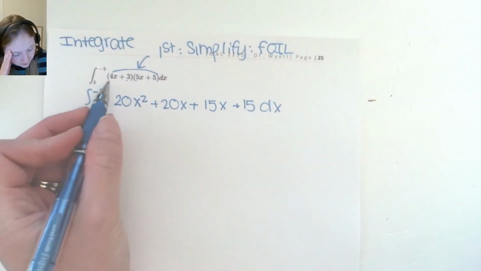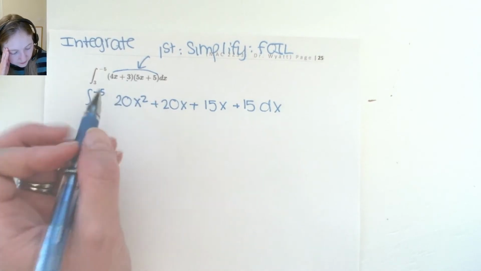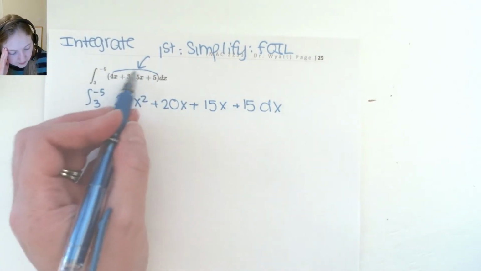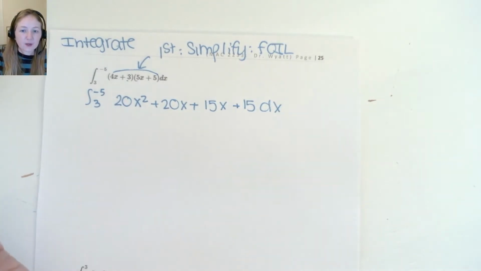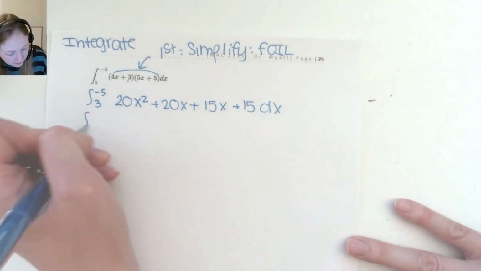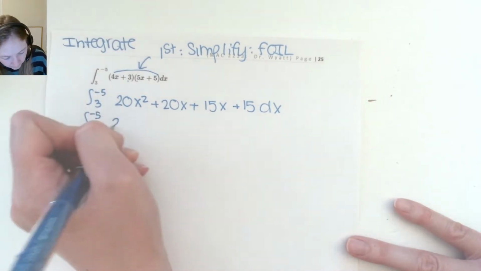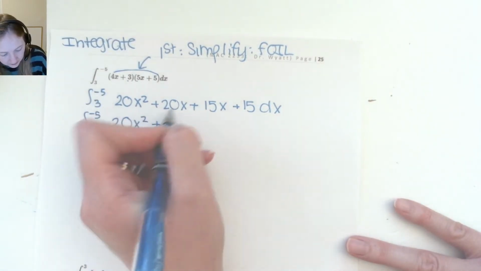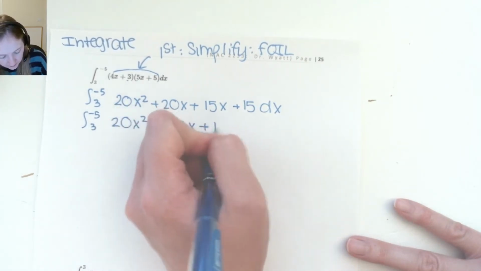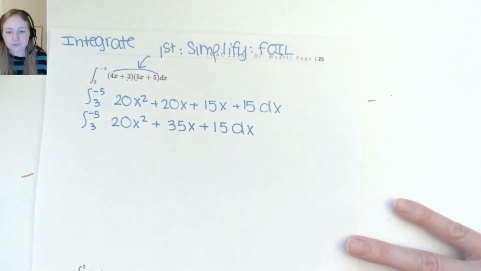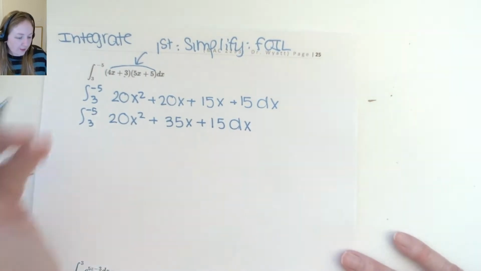Let me make sure I did that right. We have 4x times 5x is 20x squared. Outer is a 20x, inner is a 15x, and then the last two would be a 15. Now, you can then, of course, combine the outer and inner. So that 20 plus 15 would give you a 35x, and then plus 15 dx. And then here is when I would integrate.